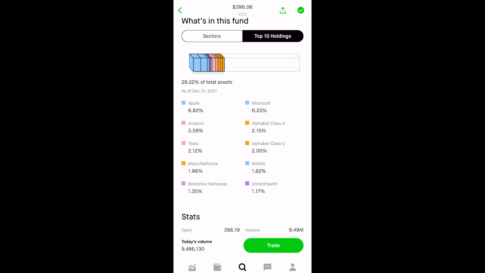Robinhood used to not offer this, and that's what's pretty cool now, that you can see this basic info. If you do want to see what's all inside the fund, you are going to have to do research outside of Robinhood, but this is a quick indicator to give you an idea of what's inside the ETF that you're going to be investing in.